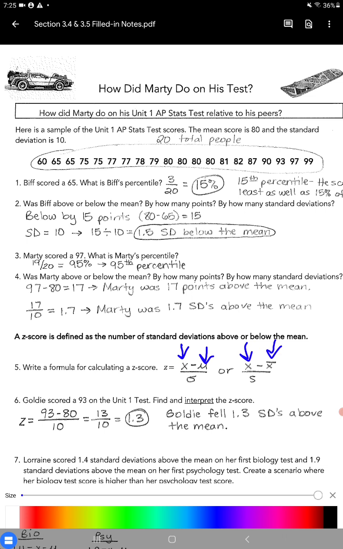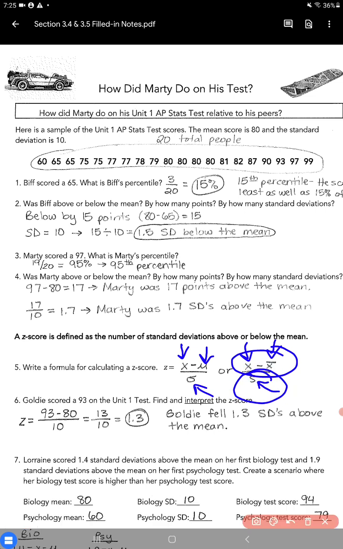And again, we have two different symbols for that. If I use the Greek letter sigma, that means I have population data. If I divide by the letter S, that means I have sample data. Okay, and that will give me my z-score. And what you're doing is you're comparing how far you are from the average to how far everybody else is from the average. That's what a z-score is.